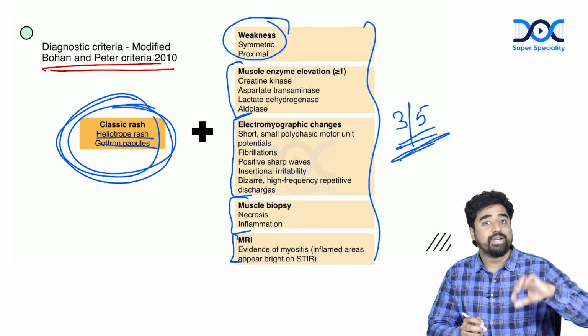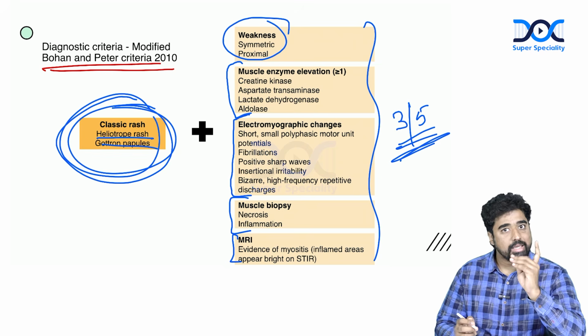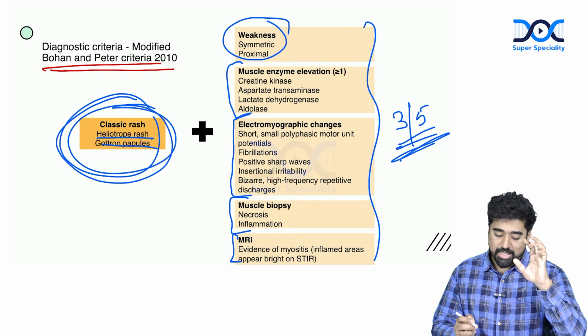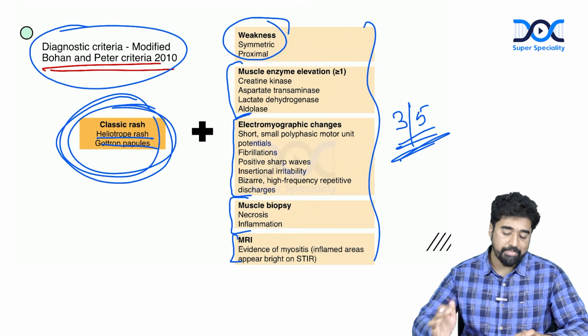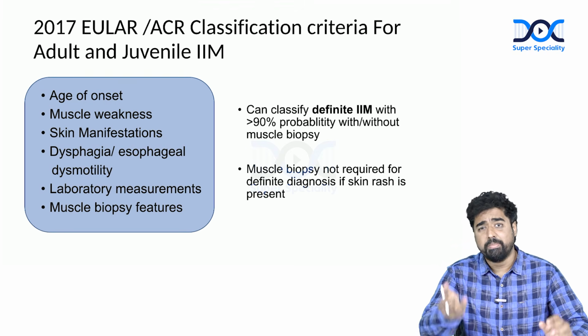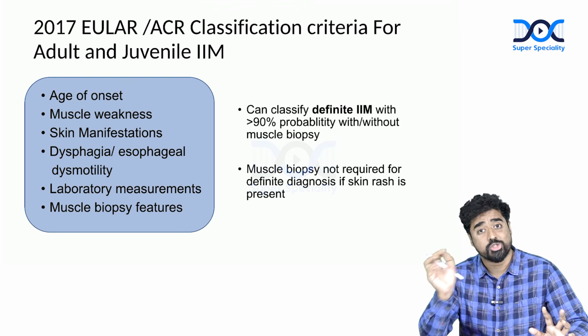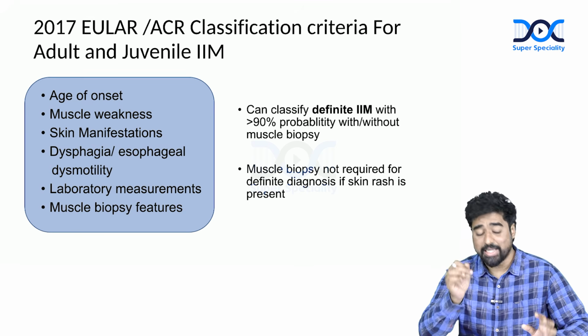So you should have evidence of this muscle involvement, either MRI, biopsy, EMG, or enzymes. That is your modified diagnostic criteria, Peter and Bohan 2010. There is the EULAR criteria, the British Society of Rheumatology criteria, the Australian rheumatological criteria. All of these criteria will be there. It's not required to know the criteria.